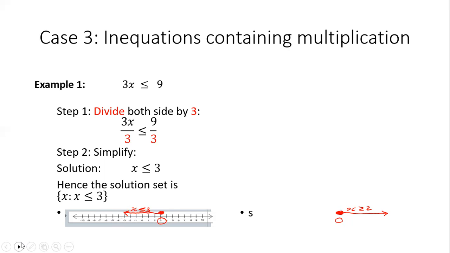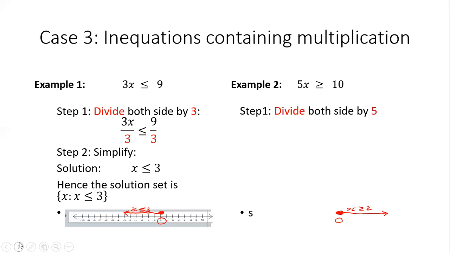Now to example 2, we have 5x is greater than or equal to 10. Remember again, the objective is to get the variable by itself. Remember that this 5 is multiplying the x, so the operation originally is multiply. If we want to transfer this 5 to the other side, we need to do the opposite. So step 1, we're going to divide both sides by 5.